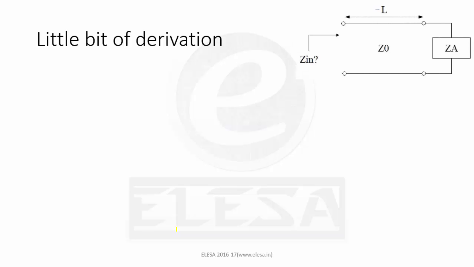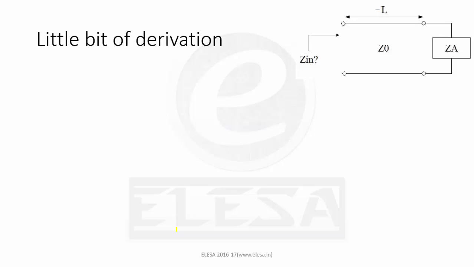Okay, so now we move to the next part. We will have a little bit of derivation which is required to get an insight of what really a transmission line chart is made of, or how to make it. So the problem faced by us is, consider a transmission line with some infinite length.